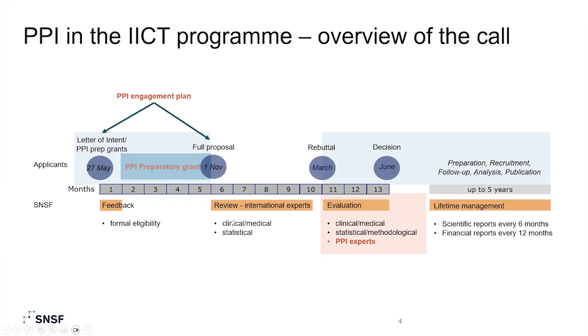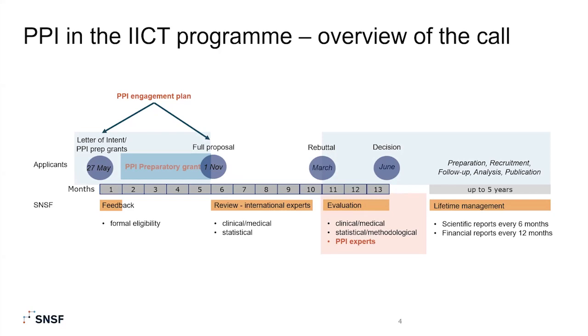From the 1st of November on, we will start to do formal checks on the full proposal, the application, and then send out the application for international reviews. The applications will be reviewed by medical clinical experts as well as statistical experts. And in March next year, so March 2025, you will have the possibility to rebut the external reviews, meaning that you will have 2 weeks to answer questions and points raised during the external reviews. This rebuttal together with the external reviews will be taken into account by the evaluation panel, which usually meets at the beginning of May.